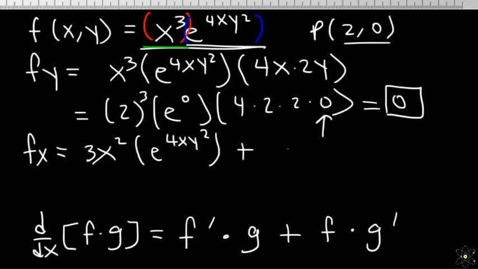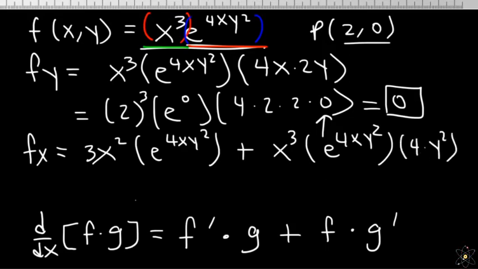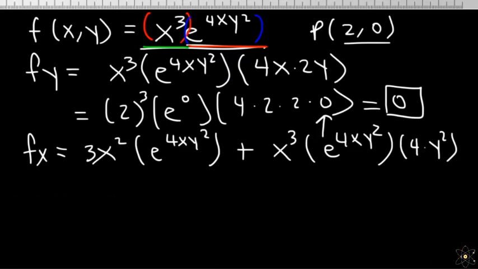Plus, we're going to rewrite the first part, x cubed, and then differentiate the second part. So the derivative of e to the 4xy squared with respect to x is going to be e to the 4xy squared, and the derivative of 4xy squared with respect to x is going to be 4 times y squared, where y squared is a constant. So because the variable x was in both parts, we had to use the product rule.